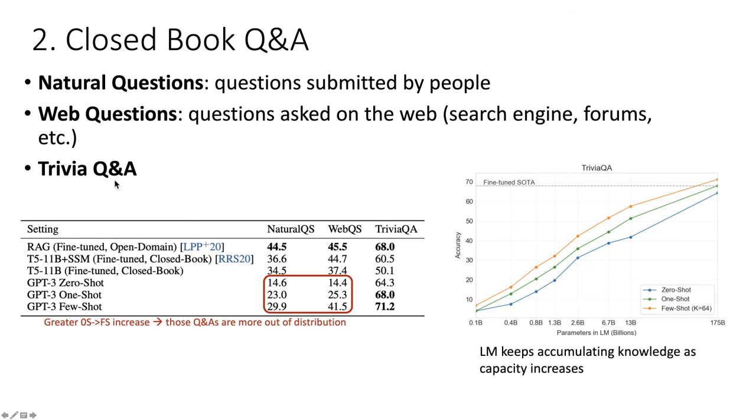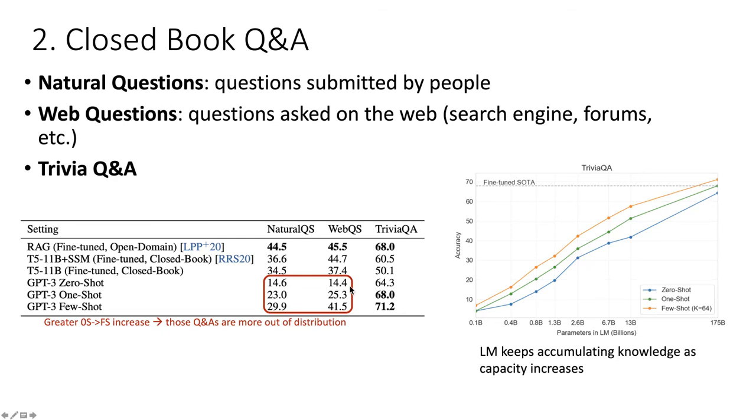So here, for closed book, they had a series of natural questions, web questions, and trivia questions. The idea here is that you don't have any context. You just ask the question like, when did Darwin write his Origin of Species book? And then you just answer, but without having read a Wikipedia article about it or anything like that. Again, it's performing pretty decently with few shot.